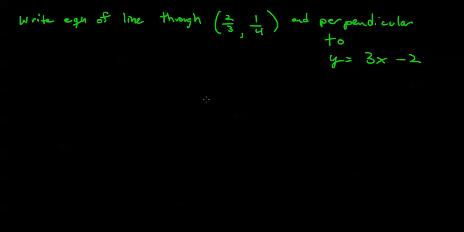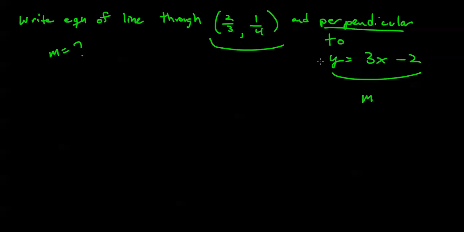Alright, I'm given neither a slope nor a y-intercept, but I am given coordinates of a known point on the line. But the problem is they're fractional coordinates, and we like to stay away from fractional coordinates when we can. Well, here we can't. We're forced to deal with them. Further, we're not given the slope of the line that we need, but we do know this line has to be perpendicular to a given line.